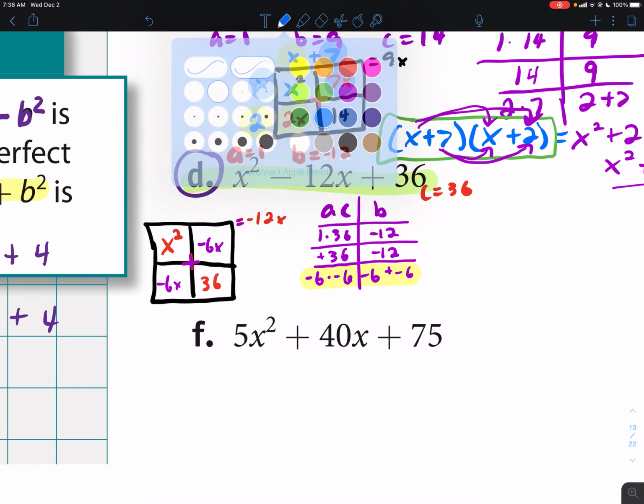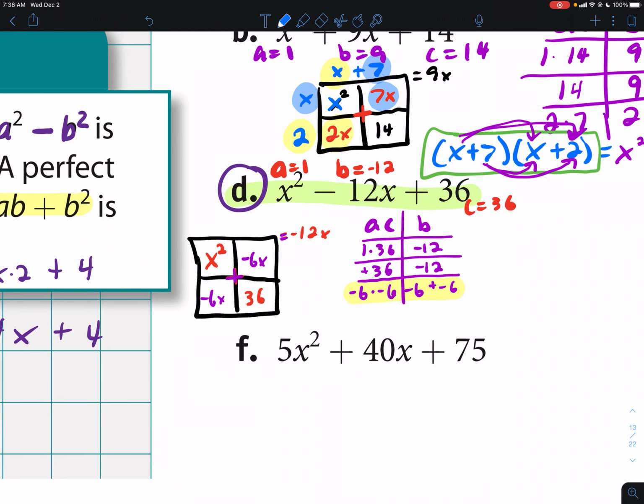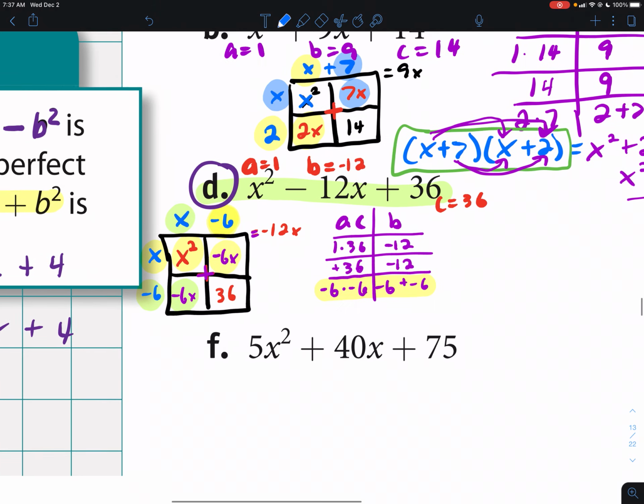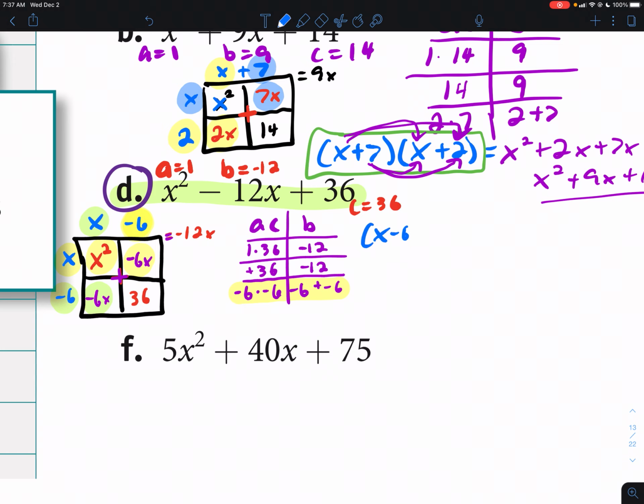And then we work backwards to figure out what will go on the outside. For this first base here, it's going to be x times x. That's what gives us the x squared. Okay? And then we look, what will go here? What times x gives us negative 6x? Well, that would be negative 6. And then what times x would give us negative 6x? Well, that would be negative 6. So for this one, we should have gotten x minus 6 times x minus 6, which can be rewritten as x minus 6 squared. So you should have got something along those lines.